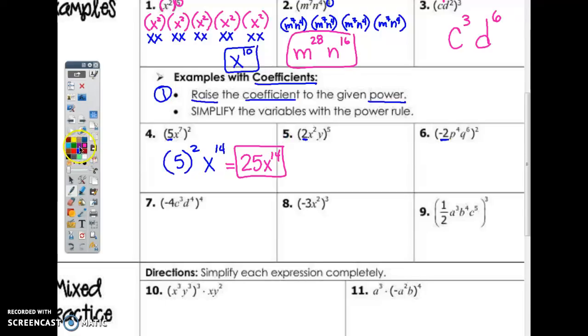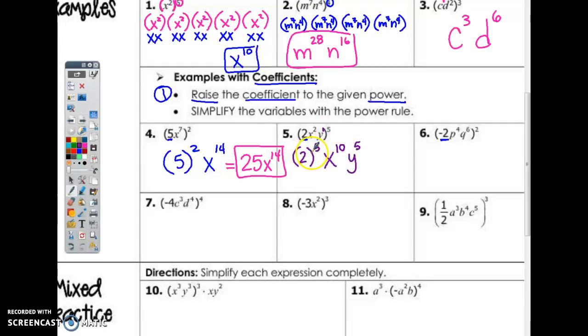So let's do another one. Problem number 5. You're going to raise the 2 to the power of 5, right? So I have 2 to the power of 5. And then you're going to multiply the exponents. So the x is 2 times 5, 10. The y, that's a 1, right? 1 times 5.